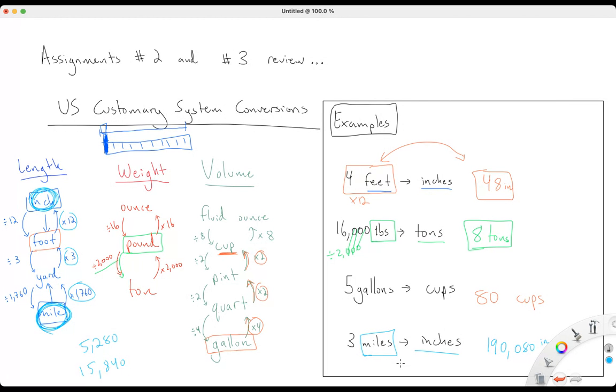All right, so that's how we convert our units when we're working with the US Customary system. This will help you with assignments number 2 and 3, like I said, and I hope this is helpful.